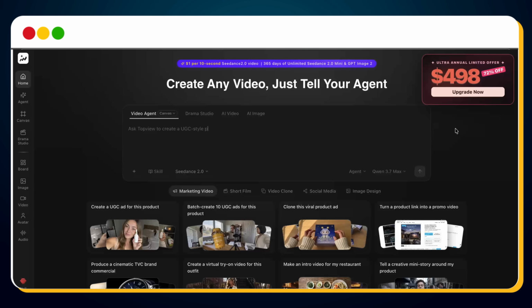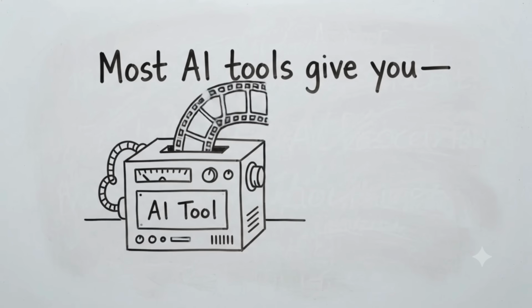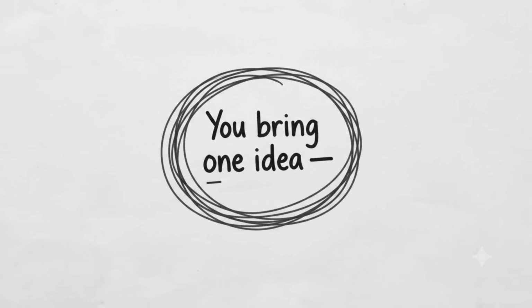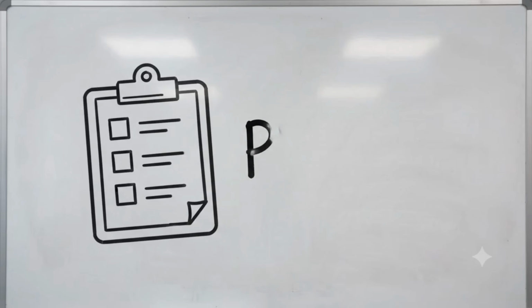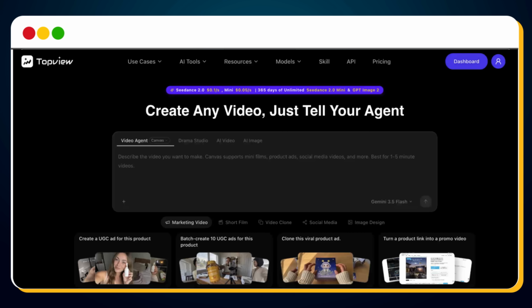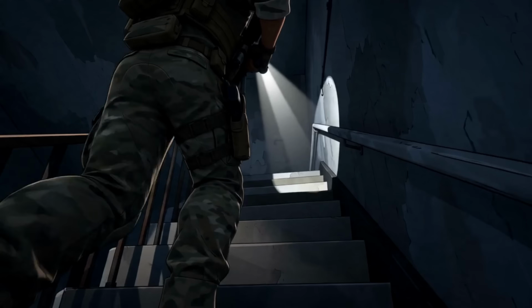TopView Canvas is not just another AI video generator. Most AI tools give you one clip, one output, one and done. Canvas is different. It's a complete AI creative workspace. You bring one idea, a story, a topic, a product, a script, and Canvas helps you plan it, generate it, organize it, and reuse the entire workflow again next time. That's what we're going to do today. One idea, one workspace, a complete 3D documentary, start to finish.